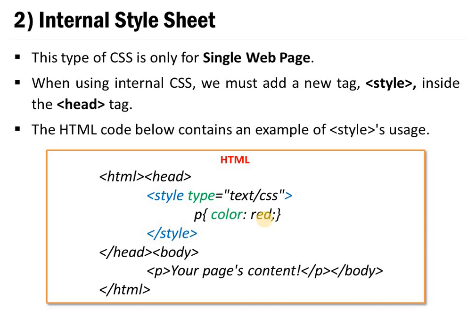For example, if I am using red for paragraphs on one page, then throughout all the HTML pages it should be a theme that I use P with color red. So if I am using an internal style sheet, then what does it mean? In every page, in the head section, I have to include this code. That is why it gives proper efficiency for a single web page only.